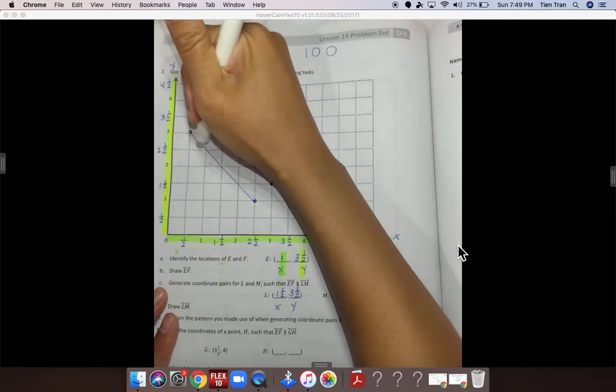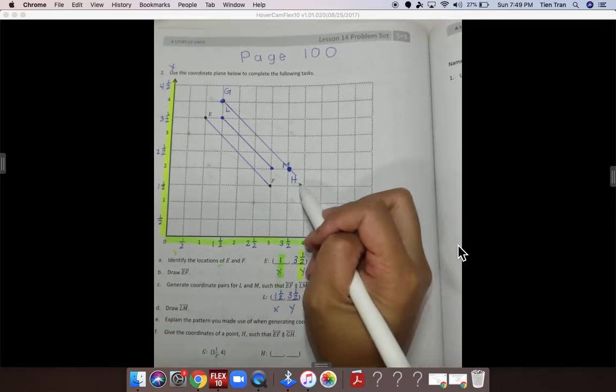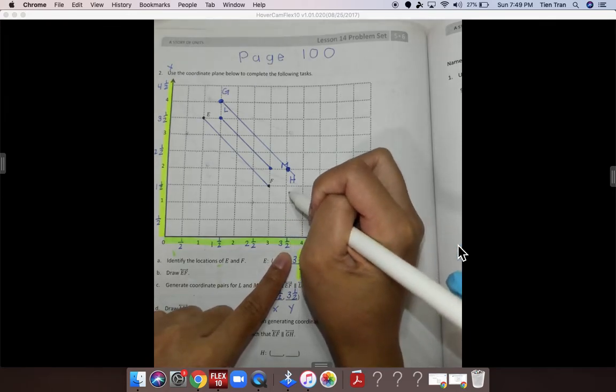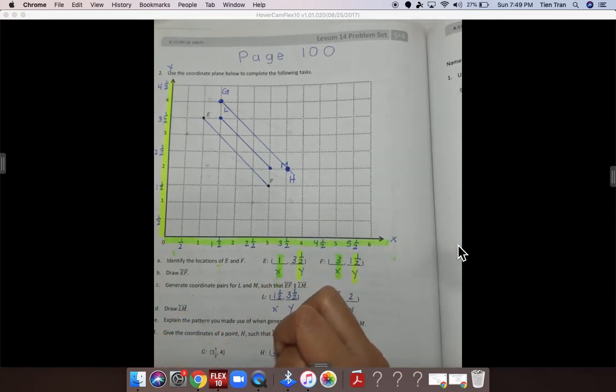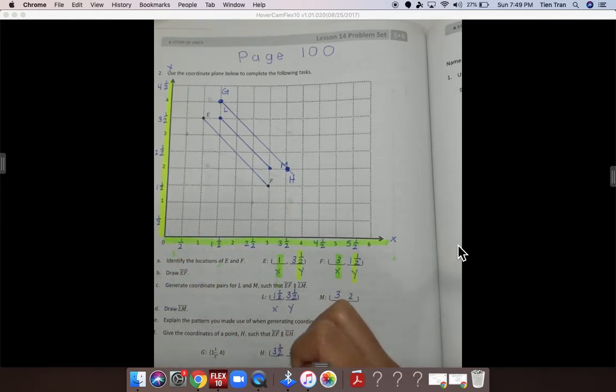So we do not need this line. This one can be erased. But we're going to draw this line right here. And notice that H is right here. Sorry, the M is covering, but we have 3 1/2 on the x-coordinate. And we have 2 as our y-coordinate.